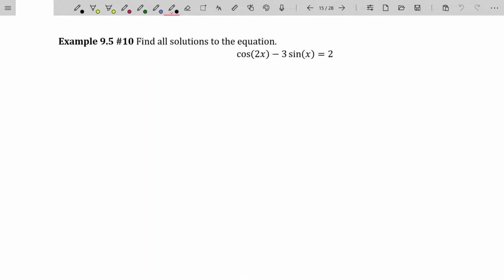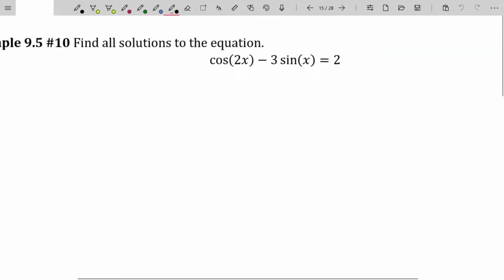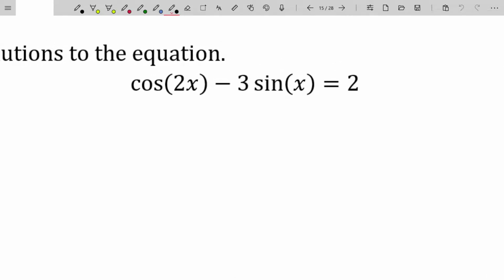Next example. Again, a mixture of trig functions, right? You have cosines and sines, but not only a mixture of trig functions, but a mixture of arguments. And that's also a no-no. So we have two issues here. We have different trig functions and different arguments.